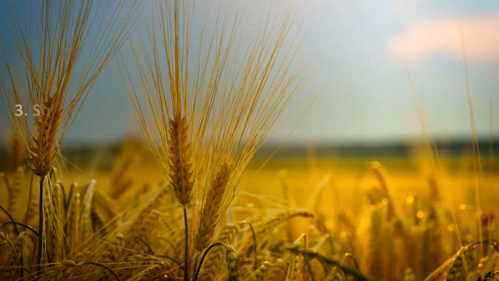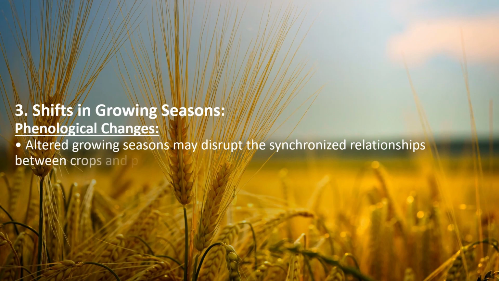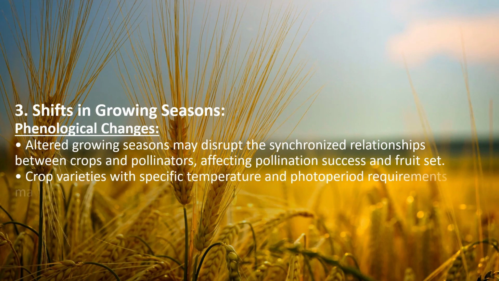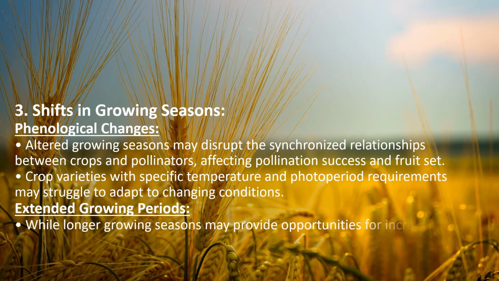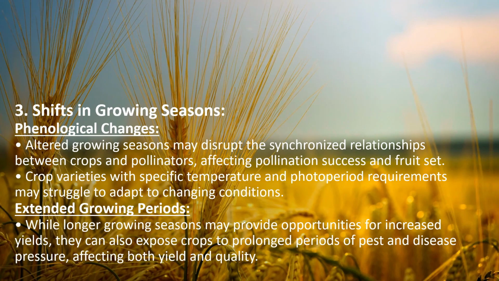3. Shifts in growing seasons. Phenological changes: altered growing seasons may disrupt the synchronized relationships between crops and pollinators, affecting pollination success and fruit set. Crop varieties with specific temperature and photoperiod requirements may struggle to adapt to changing conditions. Extended growing periods: while longer growing seasons may provide opportunities for increased yields, they can also expose crops to prolonged periods of pest and disease pressure, affecting both yield and quality.